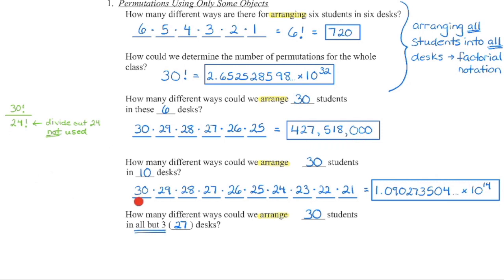So let's see if it works in the next one. I'm starting with 30 factorial and I'm going down to 21. That means I need to divide out 20 factorial. Those are the ones that I'm not using. So we're going to divide them out.